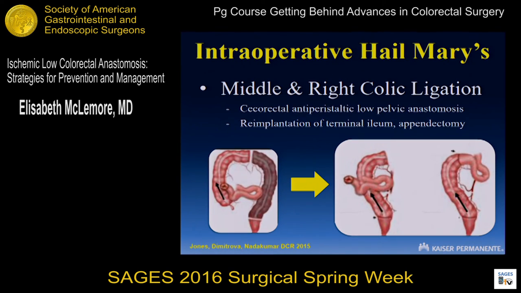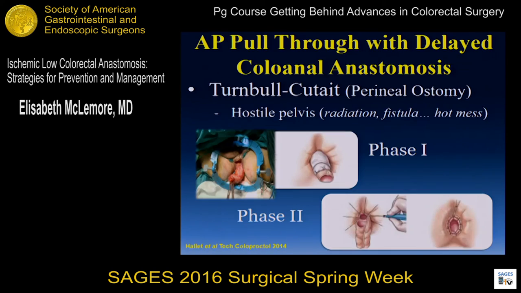If that doesn't seem like it's going to reach, you can actually create an antiperistaltic anastomosis. So same mobilization, same appendectomy. This time you're basically anastomosing the cecum to the rectum in the low pelvis, and the terminal ileum you can either replant at the end of the colon, at the hepatic flexure, or if reach and twisting seems to be a problem, you can implant it right dead center in the middle of the colon there.